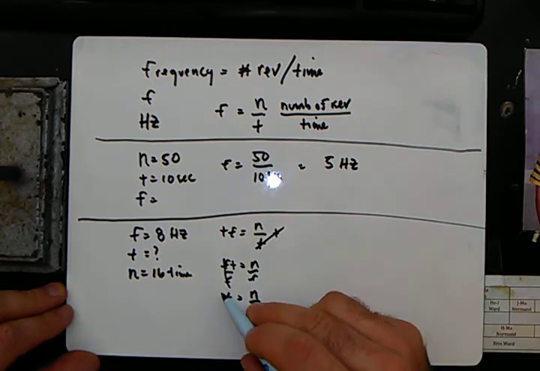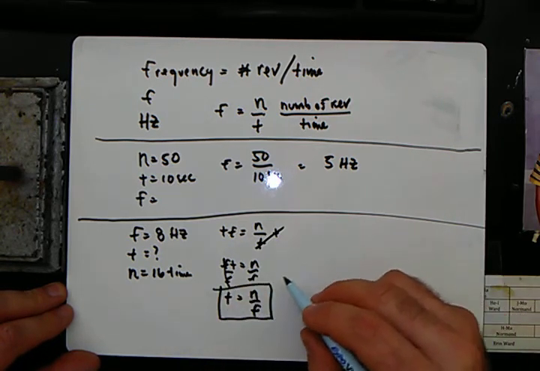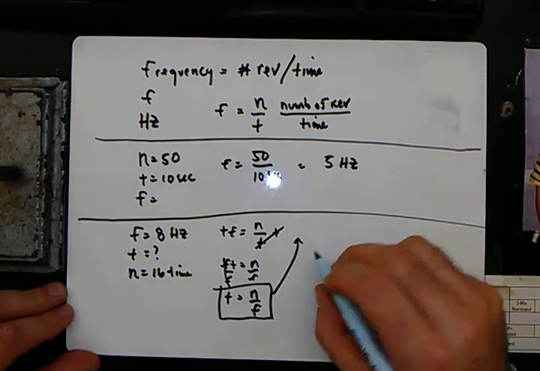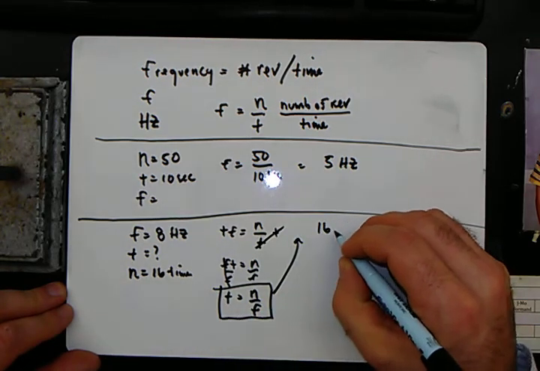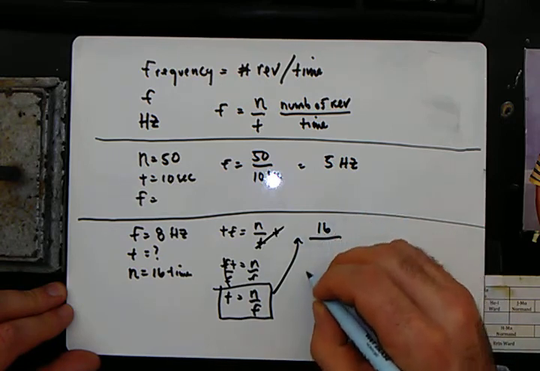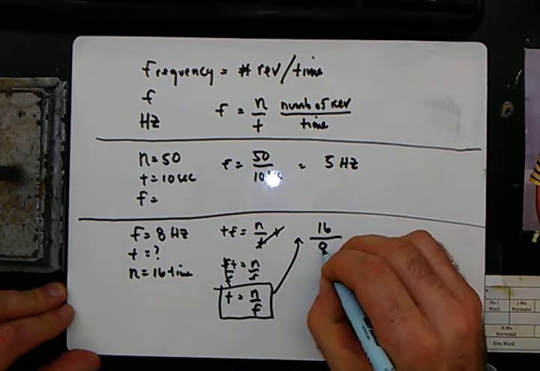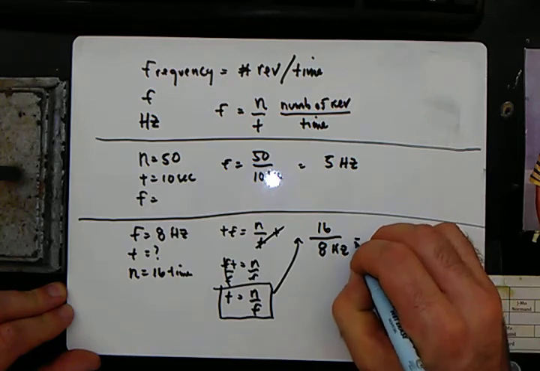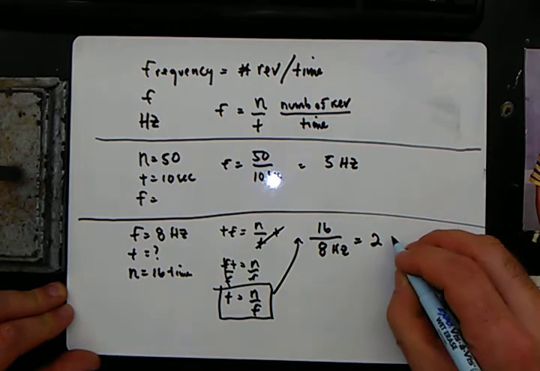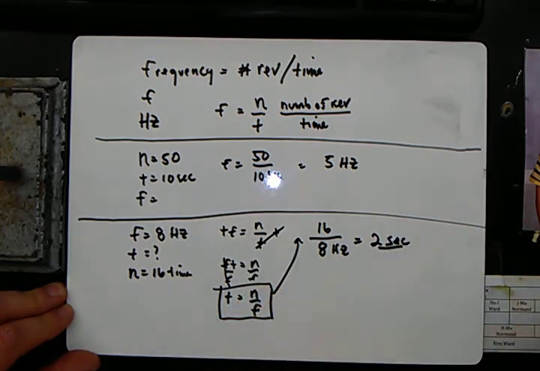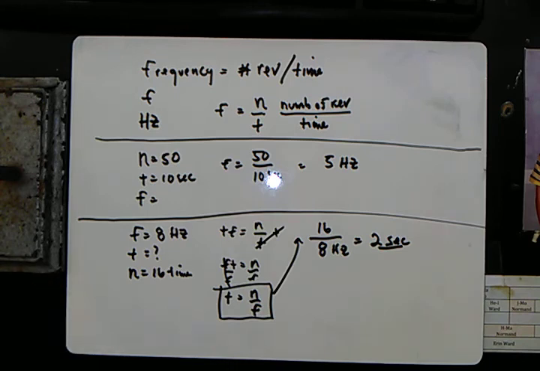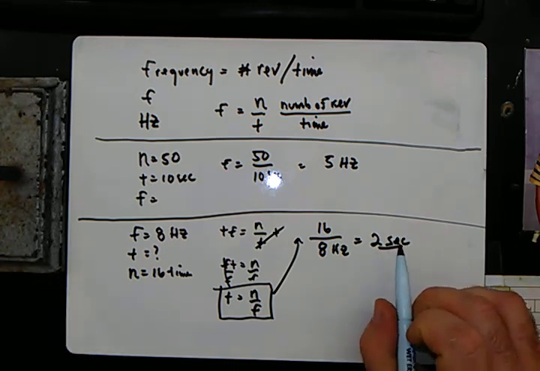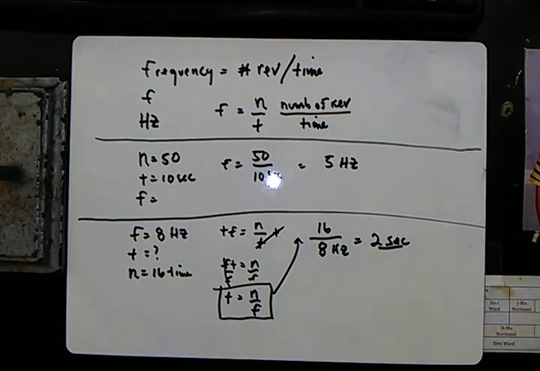Okay, this may be the second formula that you decide to write down. So let's see what it is. Time is the number 16 times over the frequency of 8 hertz. So it looks like the time is 2 seconds. Okay, so the question was, how much time would it take to spin around 16 times? This would be 2 seconds. Okay? All right, we'll stop there for frequency and maybe get into a couple more problems about that shortly.